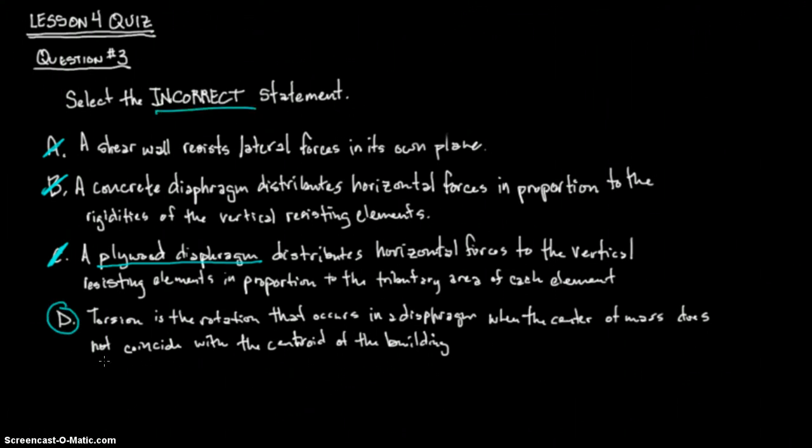D, torsion is the rotation that occurs in a diaphragm when the center of mass does not coincide with the centroid of the building. And this sounds pretty good. If you just take a look at that and didn't study any of this, you would say, oh, yeah, that sounds fine. If the center of mass does not coincide with the centroid of the building, yeah, it's going to create a torsion. But the key thing in here is the centroid of the building, and this is incorrect.